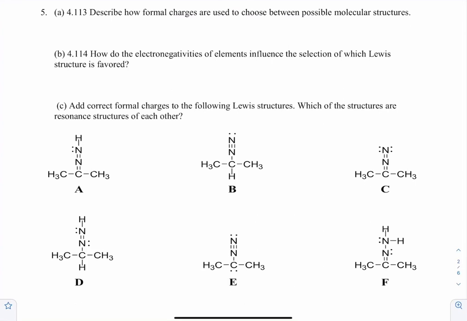I'm Austin and I'll be running through part 2 of problem set 12, Lewis structures. All right, number 5 says describe how formal charges are used to choose between possible molecular structures.